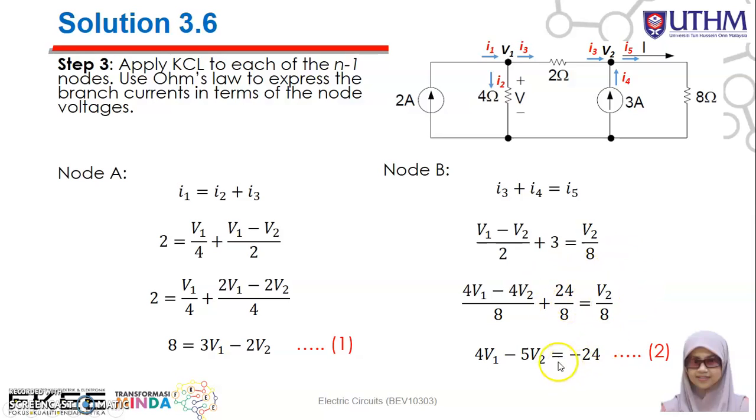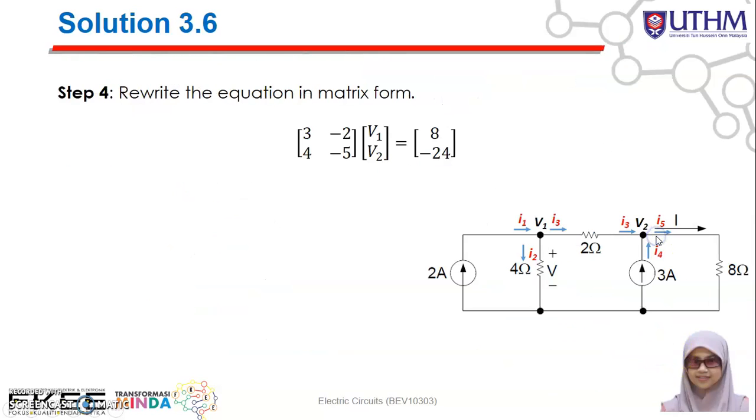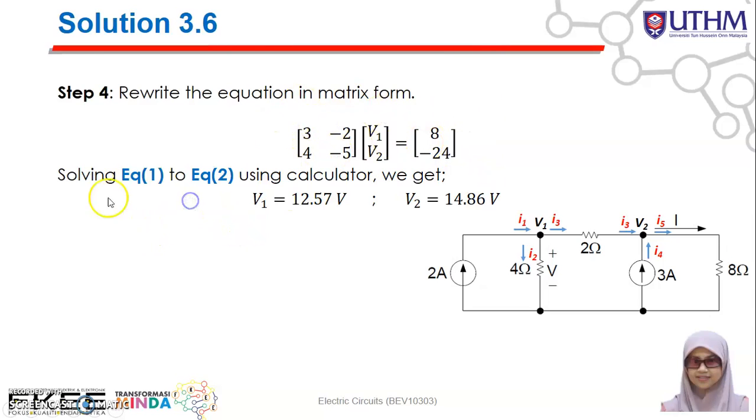You bring this to this side, you get negative 24. Okay, so this is considered as equation number 2. Next, we need to rewrite the equation in terms of the matrix form. So we rewrite in terms of this. And then after that, you just solve equation number 1 and equation number 2.